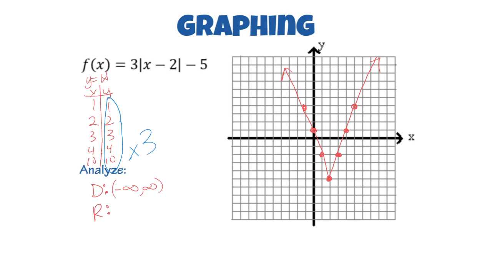But your range is not that. Your range, what is the lowest it goes? -5. What is the highest it goes? Infinity. Oops. It actually touches -5, so we want that to be a bracket. Like that.